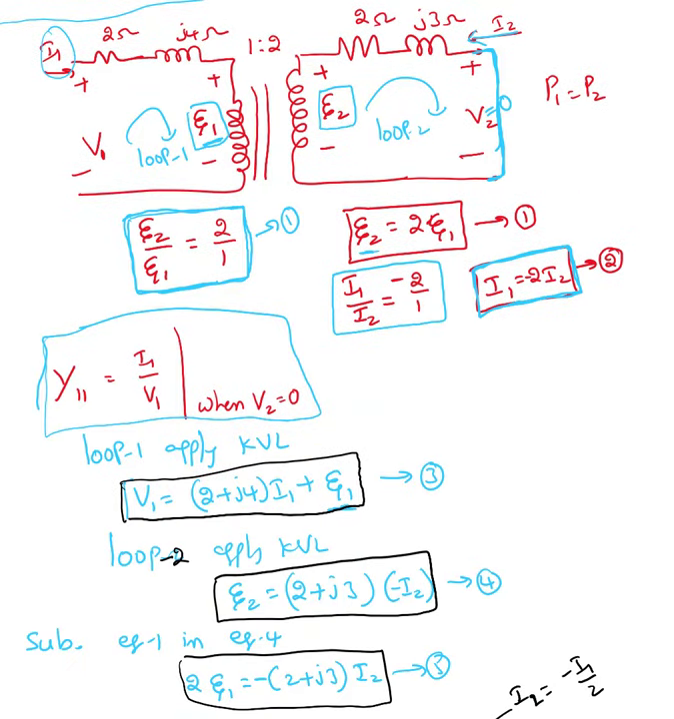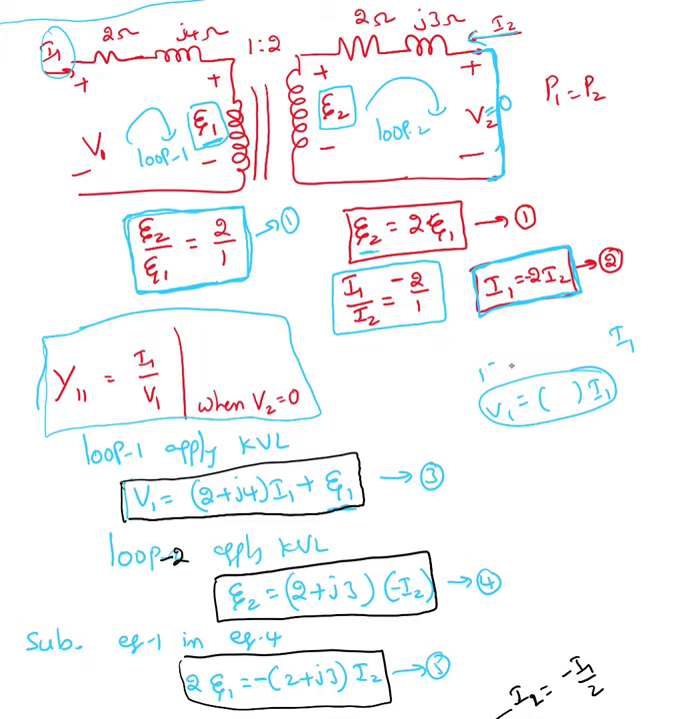Now I'm going to find Y11. So all I need is a relation between I1 and V1. So you may end up with V1 equal to something times I1. So this is what we want, because V1 equals that something times I1. So you can find Y11 by using this equation. So we're trying to get this equation.